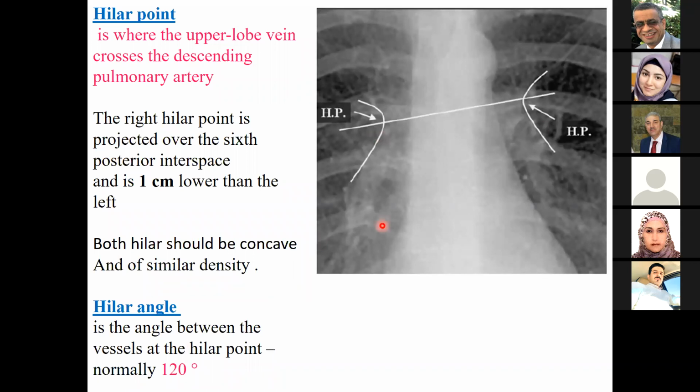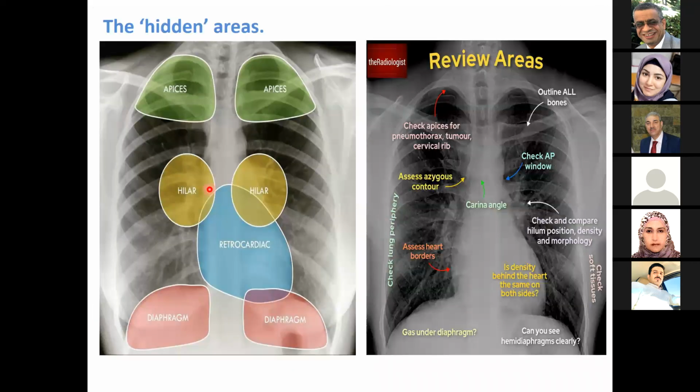The hidden areas. We have multiple hidden areas: the apices, both the hila, retrocardiac, and both diaphragmatic areas. Check the apices for pneumothorax, tumor and cervical rib, and also check both hila and compare hilum position, density, and morphology. Check the AP window, assess the aortic contour, and the border of the cardiac and both the diaphragmatic.